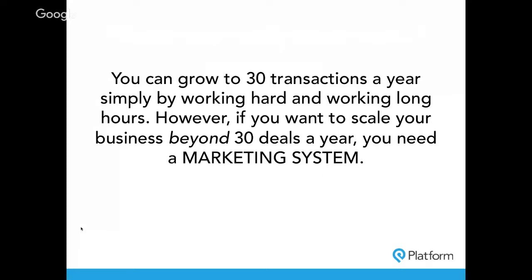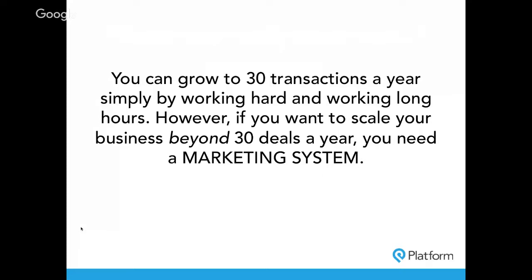And so if you wanted to double your business from 30 transactions a year to 60, right? You don't just double the inputs and expect the outputs to double. Like you can't just start working 80 hours a week or 90 hours a week to double your business to 60 transactions.